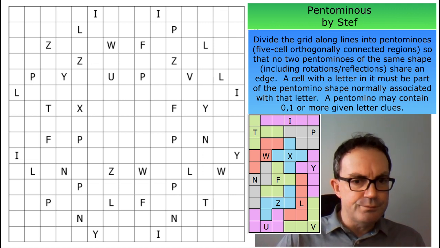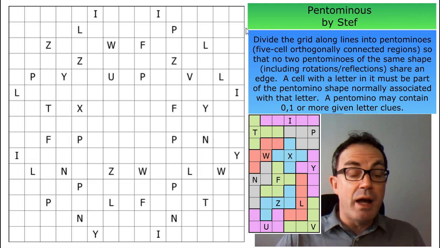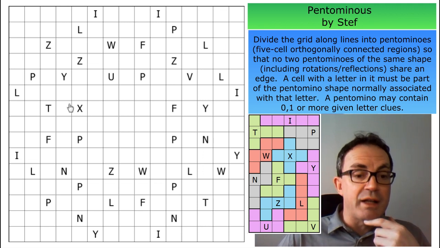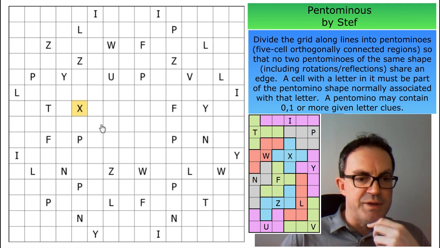Now, how do we get cracking here? The answer, I don't have a good way of getting cracking. I mean, there are some pentomino shapes that are more difficult than others. X is obviously quite tricky because, although here this X is perhaps not tricky because it could be in the wings of the X, or it could be in the center of the X. We don't know.